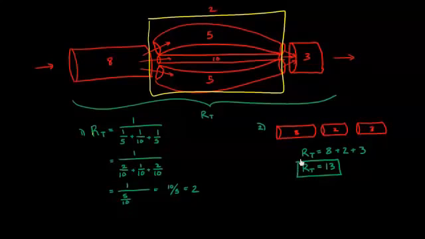So that's the answer to this problem, and what I want to get you thinking about is total resistance for the body, the human body, which has obviously more than just a few vessels like I have in this diagram. You have literally thousands and thousands of vessels.